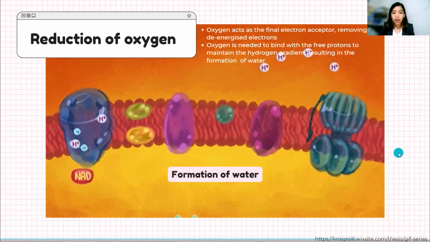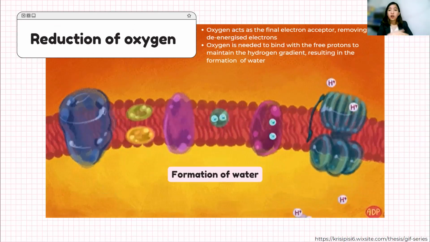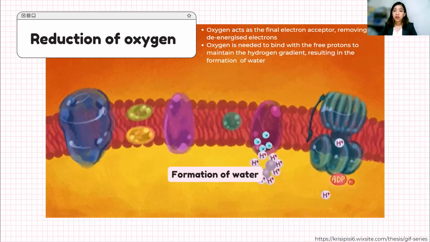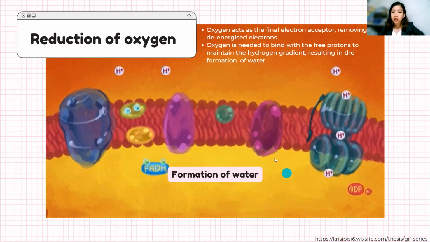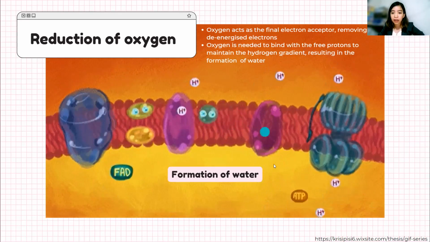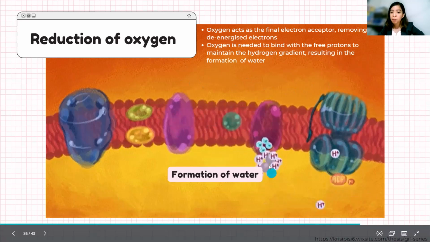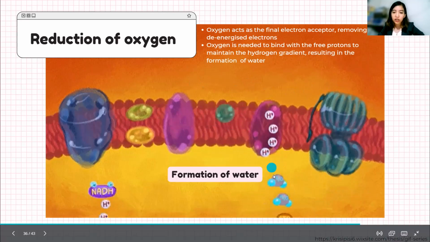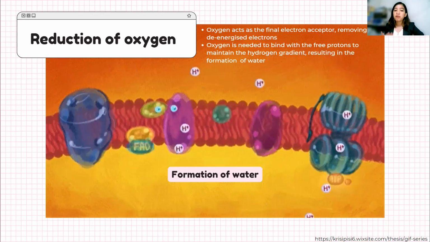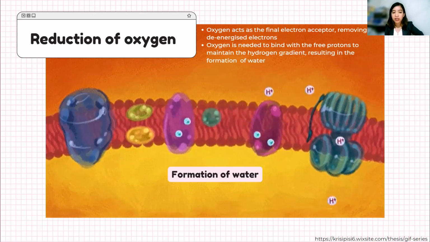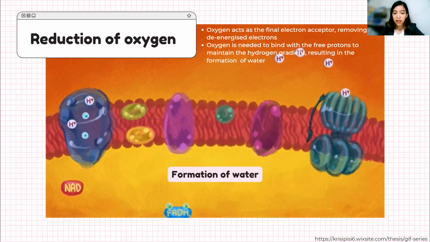And lastly, what we call the reduction of oxygen. Because oxygen acts as the final electron acceptor, removing the de-energized electrons. Here, if you notice, an oxygen molecule comes near the pump. And this oxygen forms water. So this step is needed so the process can function continuously, and so that the de-energized electrons can be removed.